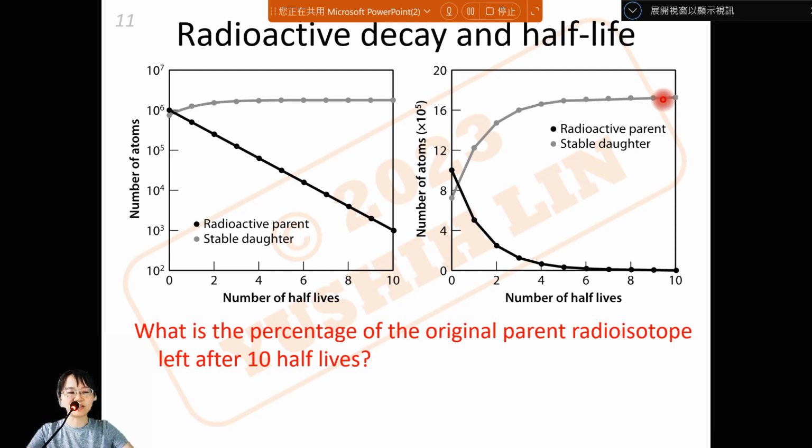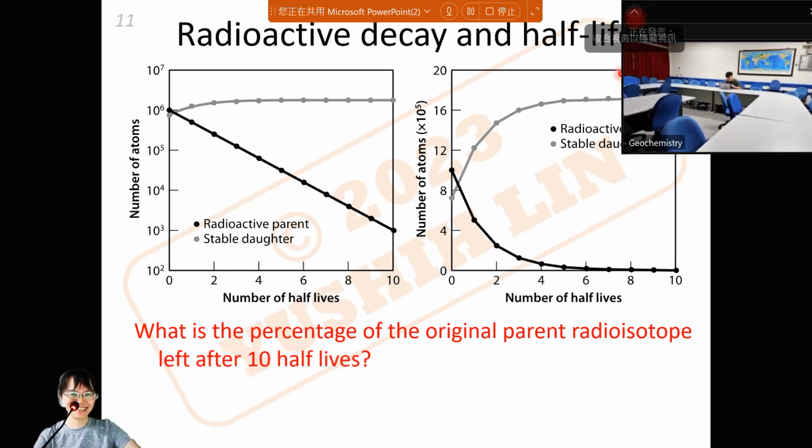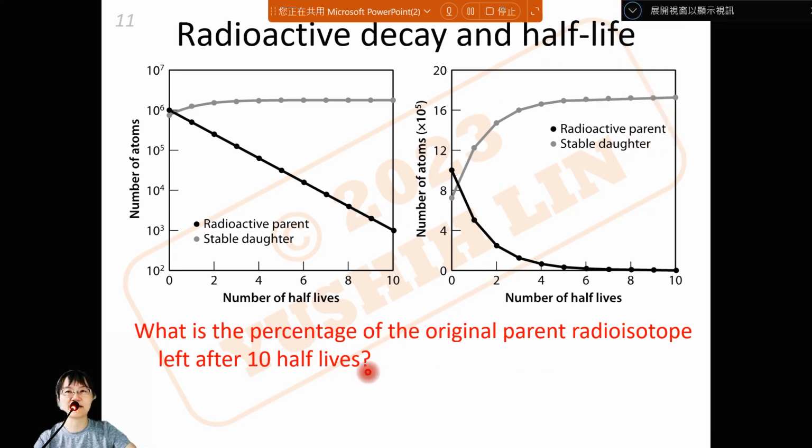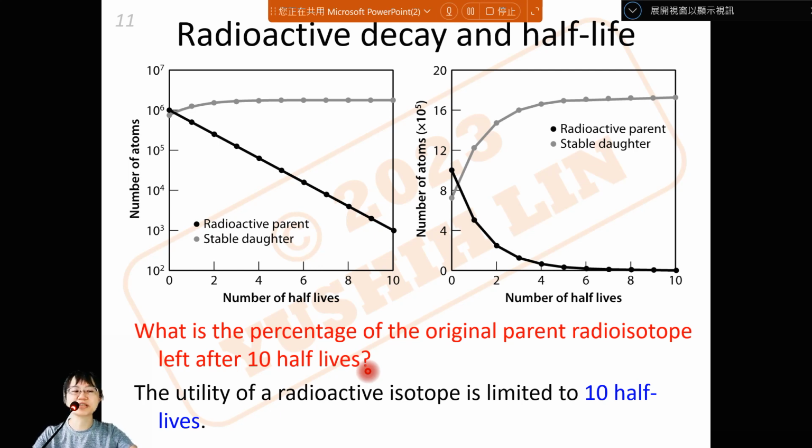Now I have a question. What is the percentage of the original parent radioisotope left after 10 half-lives? About 1/1000. About 1 per mil, okay? That would be the percentage of the original parent. Only 1 per mil is left. Therefore, we usually say the utility of a radioactive isotope is limited to 10 half-lives.